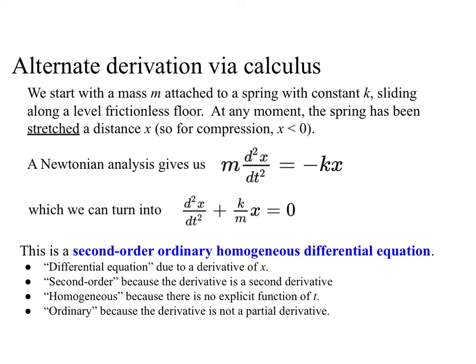Let's say we start with a mass m attached to a spring with constant k, sliding along a level frictionless floor. At any moment, the spring has been stretched a distance x, or it's been compressed if x is negative. So we fix the spring at one end, and it starts off like this. We'll call this x equals 0. But now I have stretched it, and it's at some position x.